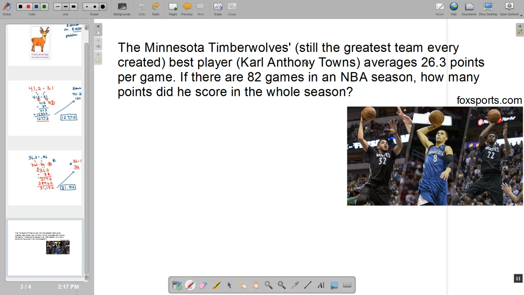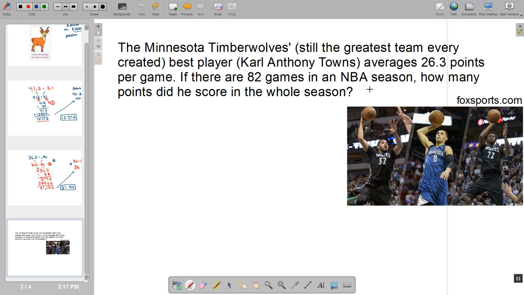The Minnesota Timberwolves, still the greatest basketball team ever created. Whoever made this problem put that in there again. Their best player is Karl Anthony Towns, and he averages 26 3/10 points per game. If there are 82 games in an NBA season, how many points did he score in the whole season?